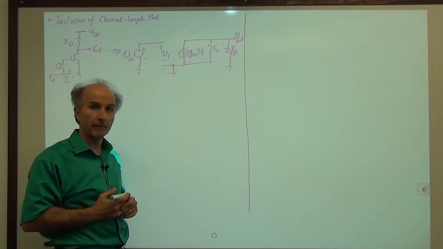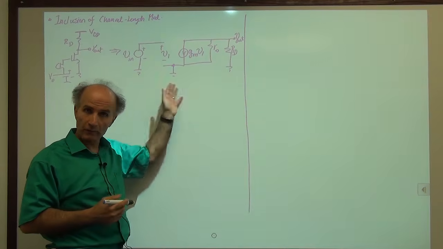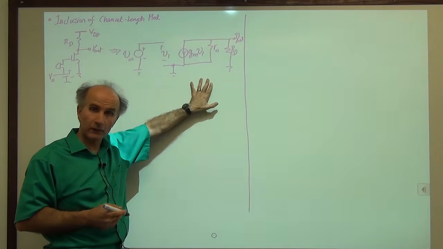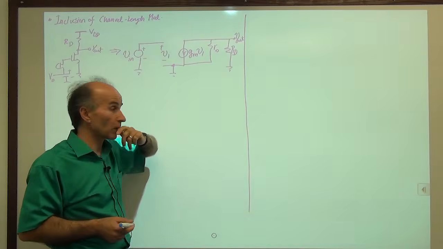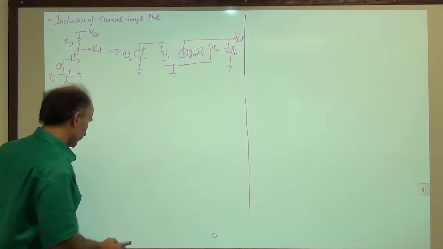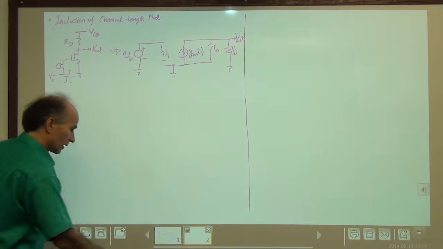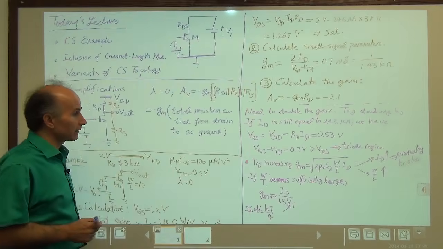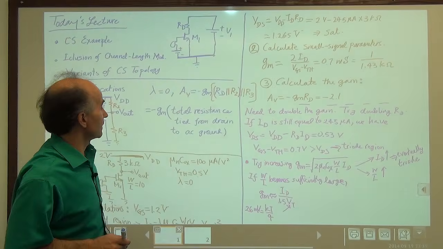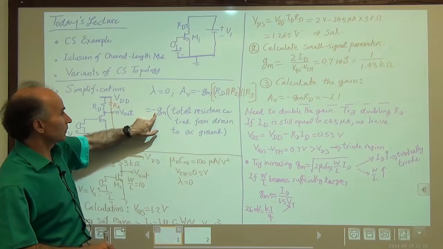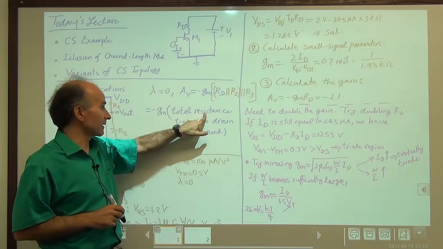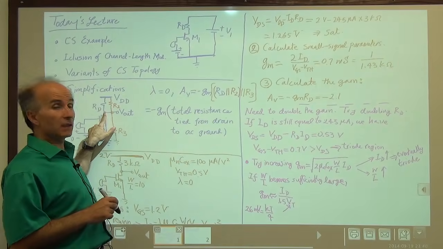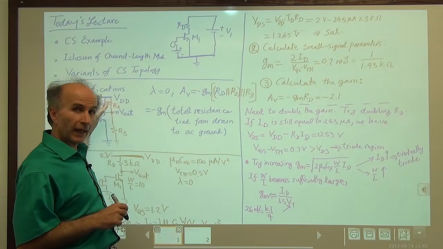Okay. Well, I can write all the equations we did before, not a big deal, but I'm too lazy. I really don't want to do that. So I go back to our verbalization on the previous page and say, can I just use that instead of writing equations? I said the gain is equal to minus GM times the total resistance tied between the drain and AC ground.